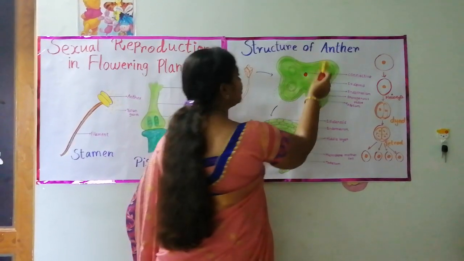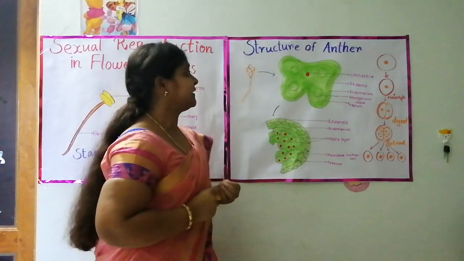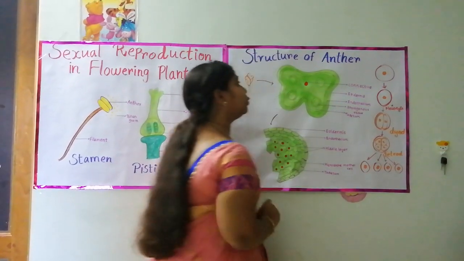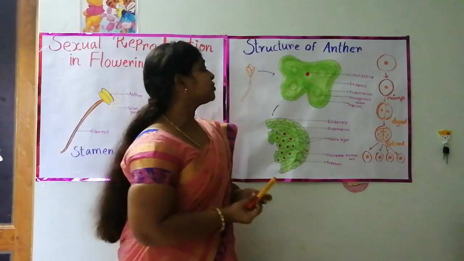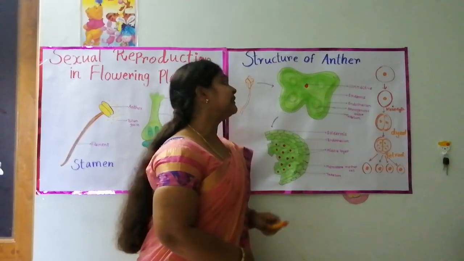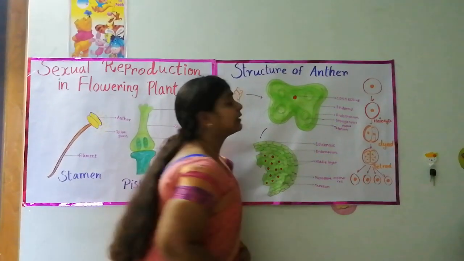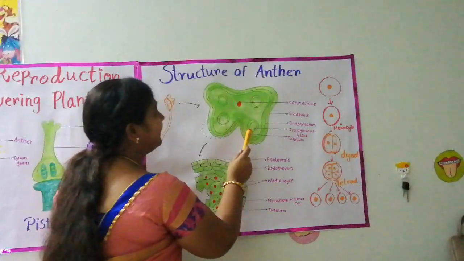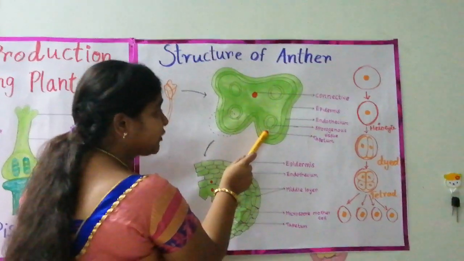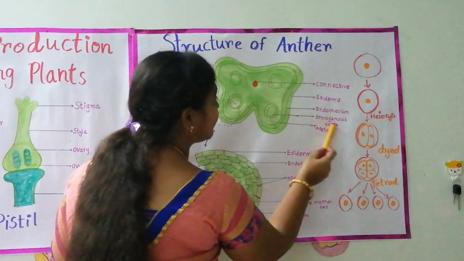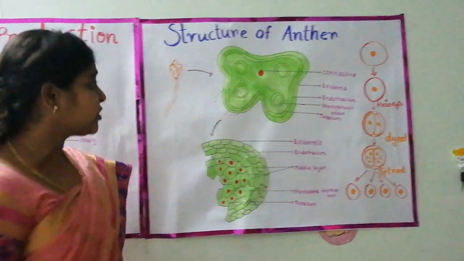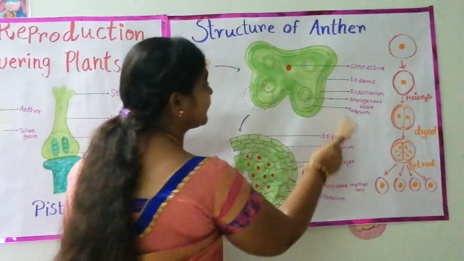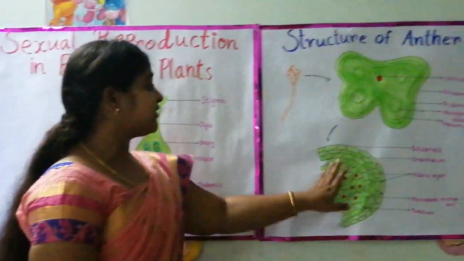This is the transverse section of the anther. Here is the connective tissue, and this is the epidermis layer. The outermost layer is called the epidermis, and the middle layer is called the endothecium, and this structure is the microsporangium. Inside the microsporangium there is sporogenous tissue, and the outer covering of the microsporangium is called the tapetum. This is about the structure.